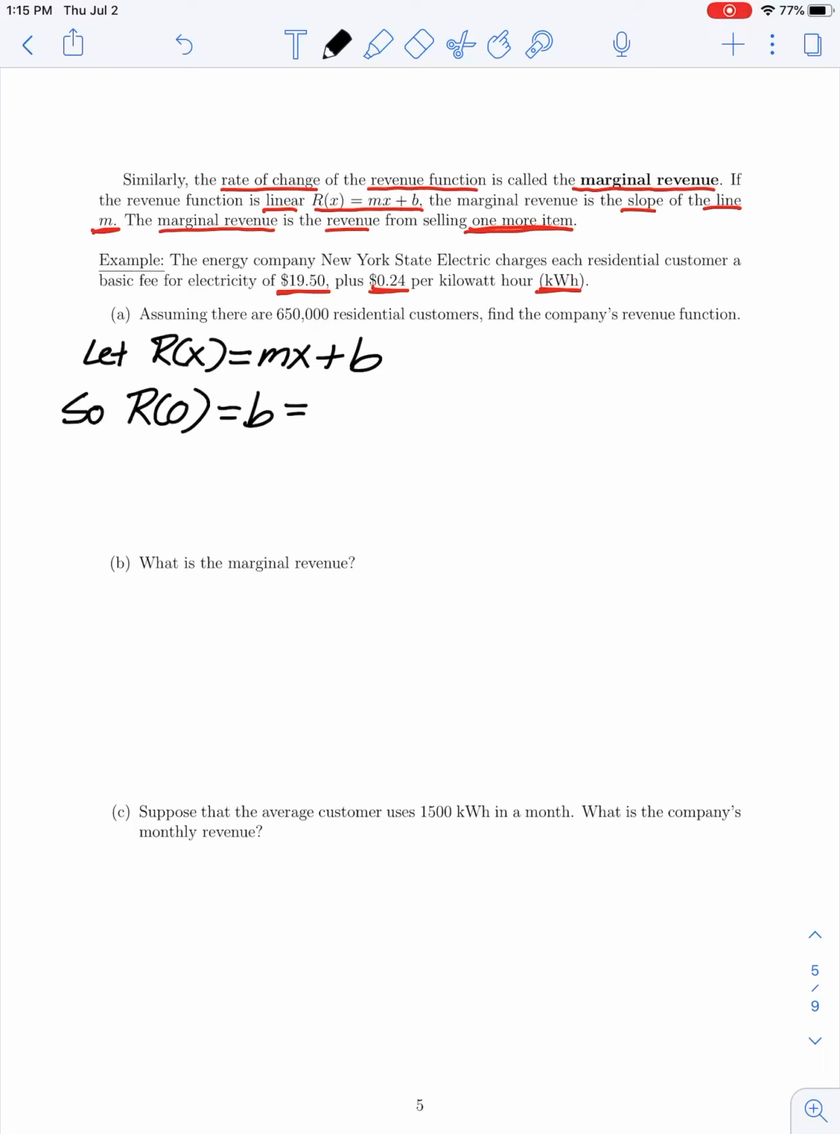So regardless of how much electricity is used, each customer is charged $19.50. And we have a total of 650,000 residential customers. So taking the price that each of them is charged and multiplying by the number of residential customers, we have our fixed revenue, which would be 12,675,000.